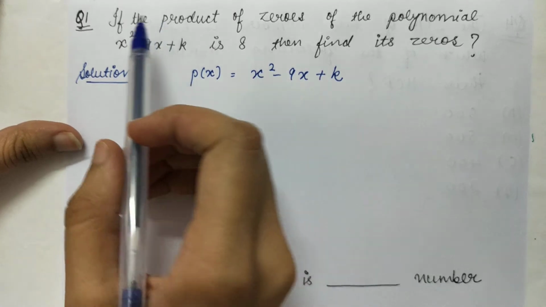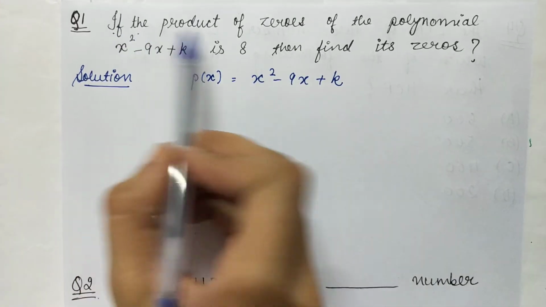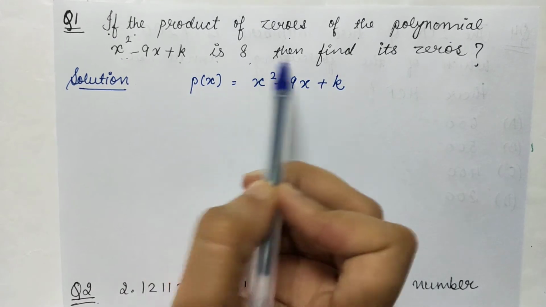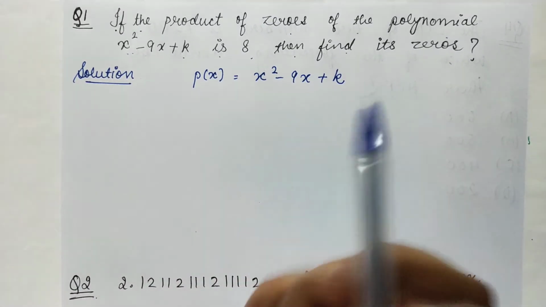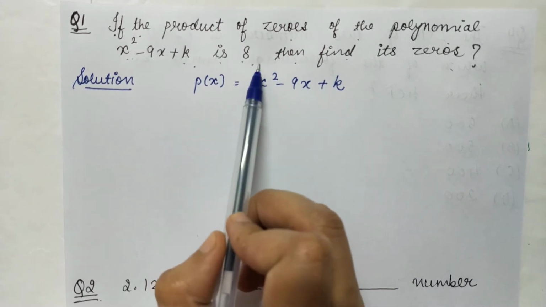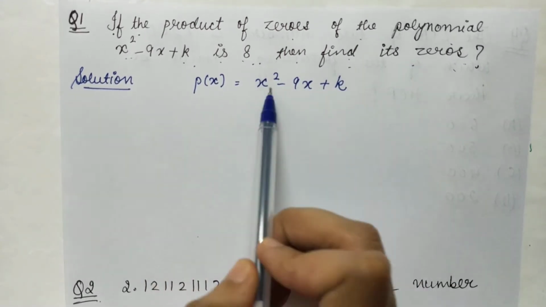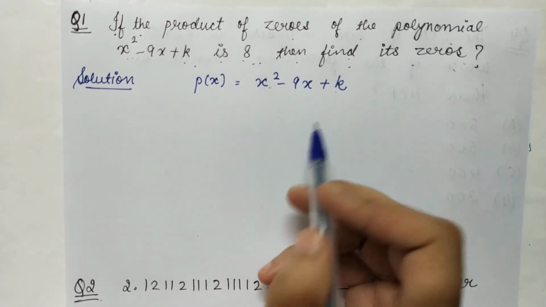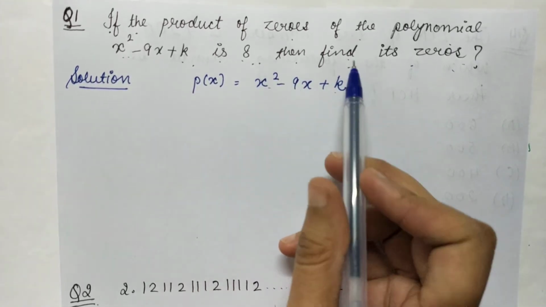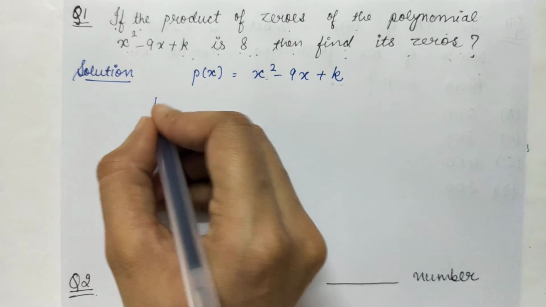Question number 1. If the product of zeros of the polynomial is 8, then find its zeros. The polynomial is given to you and the product of zeros is given to you. You have to find the zeros of this polynomial. In order to find the zeros of this polynomial, you can do it by splitting the middle term also.